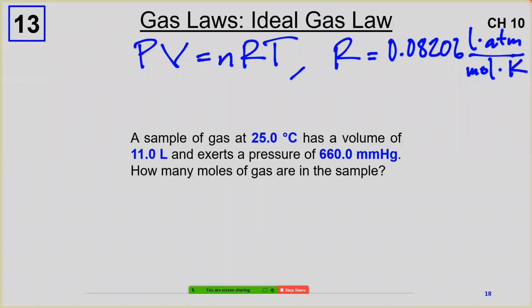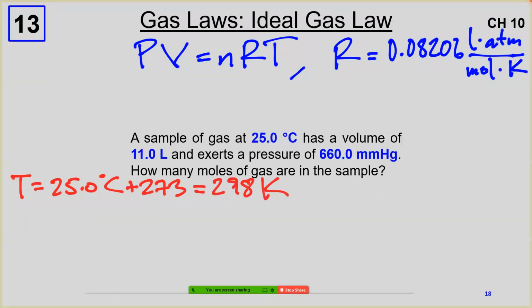All right, so let's look at this one example here. A sample of gas at 25 degrees Celsius has a volume of 11 liters and exerts a pressure of 660 millimeter mercury. How many moles of gas are in the sample? So again, first things first, extract the information. So we have temperature, which is 25 degrees Celsius. And we can go ahead and convert this to kelvins by adding 273, and we get 298 kelvins.